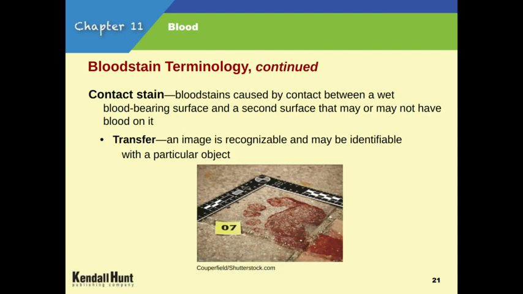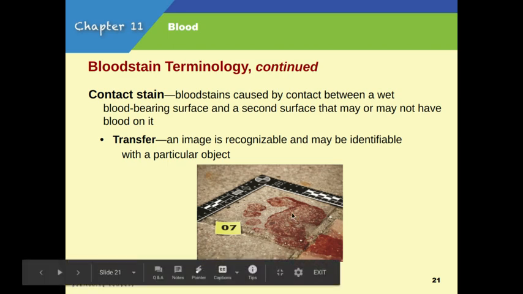Okay, contact stain. Bloodstains caused by contact between a wet surface that has blood on it and a second surface that may or may not have blood on it. Okay, you step in a pool of blood, you're going to make a contact stain on the shoe, and also you're going to leave a contact stain on the floor where the blood was. Then there may be transfer. If I take another step, maybe I leave a footprint behind that you can see. As in the picture down here, you can see the footprint. That is a transfer stain. Obviously, the blood didn't form that way. It was left there by a person's foot.